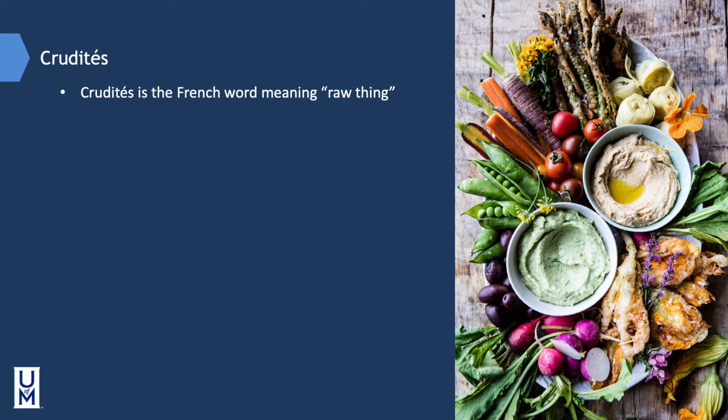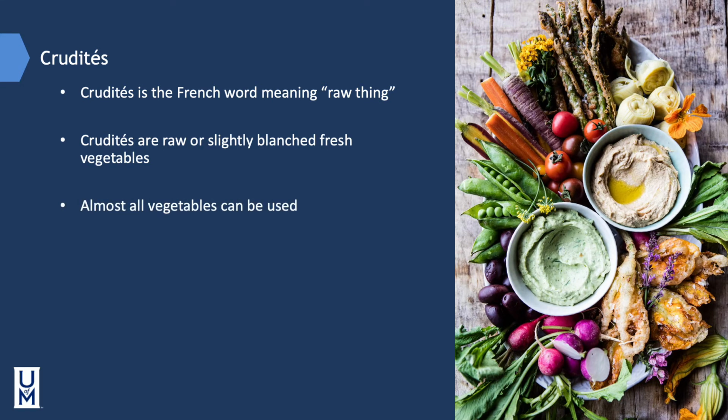Crudité is the French word meaning raw thing. Crudités are raw or slightly blanched vegetables. Almost all vegetables can be used. You do want to have vegetables that have a bit of a crunch to them. If your vegetables are limp, let's say for instance a celery that's not really crisp, you can soak it in ice water ahead of time and this will re-crisp the vegetable. Generally served with some kind of dips, a nice hummus or a baba ganoush or some kind of thickened dip. We'll talk more about dips in just a moment.